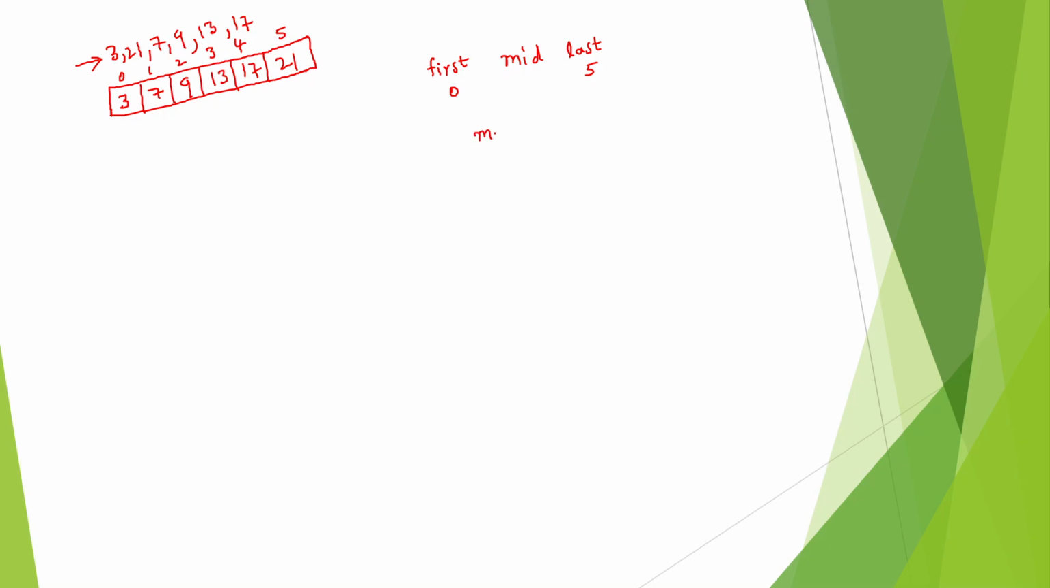To get mid, you have to apply the formula: mid equals first plus last divided by 2. Apply it like this. So for this case, what is the mid value? 0 plus 5 divided by 2.